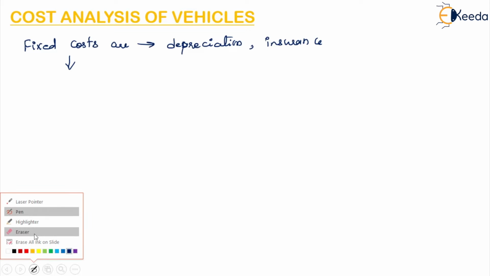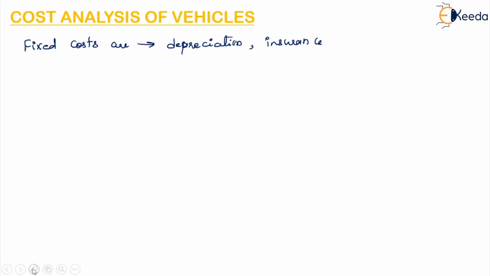So what are the fixed costs? So fixed costs are parameters like depreciation of the vehicle, insurance. Now I will just list down the fixed and the variable costs.